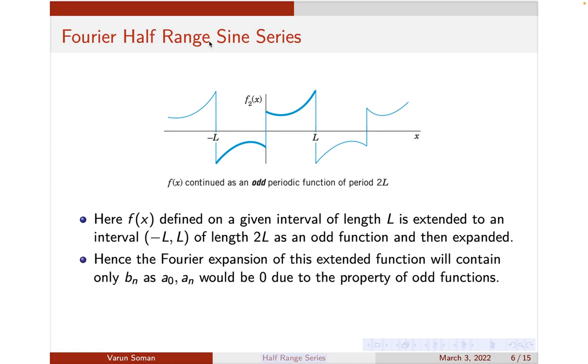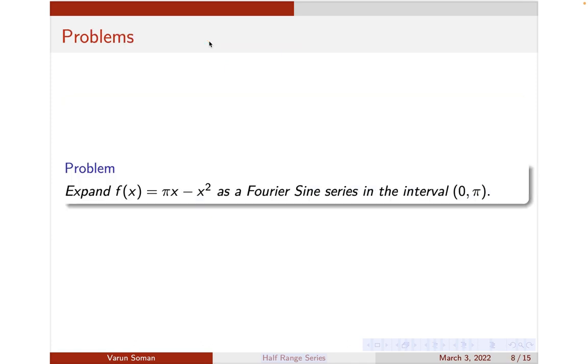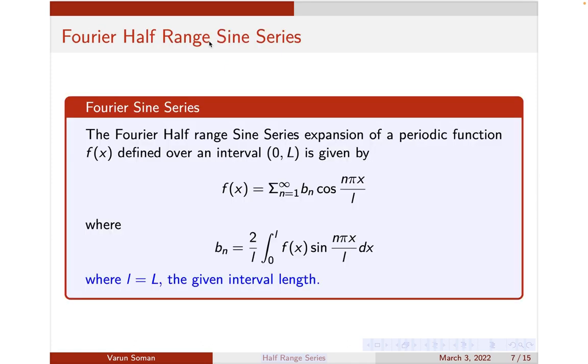For your examination purpose, they will just give you a function and ask you to expand it as a Fourier cosine series or a Fourier sine series. So what is the Fourier cosine series expansion? It is nothing but a naught plus sigma a n cos n pi x by L. What is the Fourier sine series expansion? It is simply sigma b n sine n pi x by L. Remember, this L is the given interval length, unlike the usual cases.